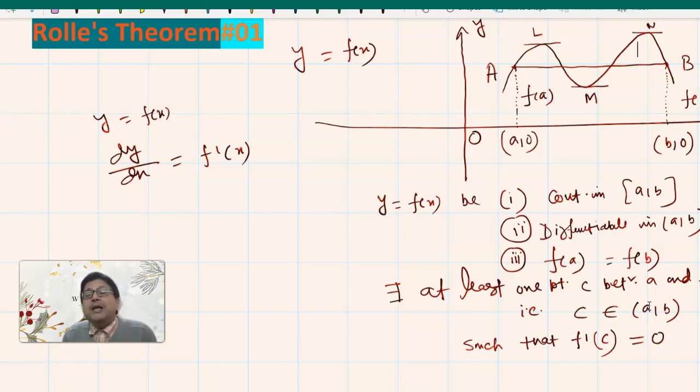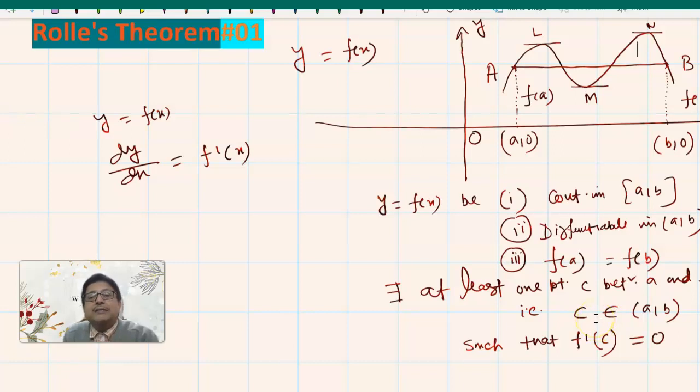Why Rolle's theorem? What is the application of Rolle's theorem? That we'll know. Proving that, a hardcore algebraic proof, is not required here. You just remember the graph of the function must be continuous, it must be differentiable, and functional values must be equal. Now, before you apply this concept, let us know what the theorem actually states.